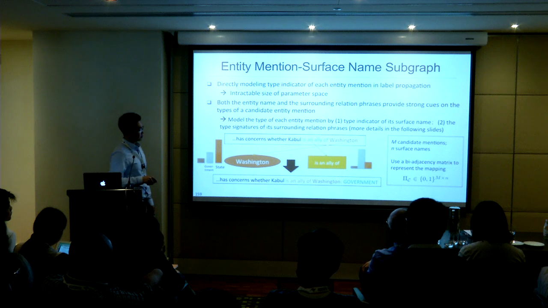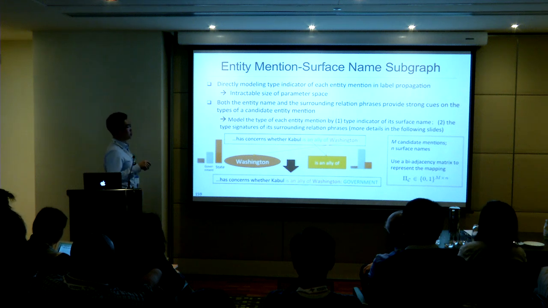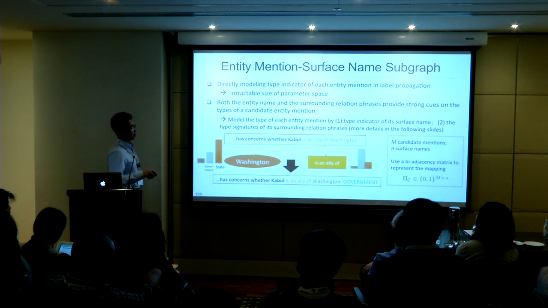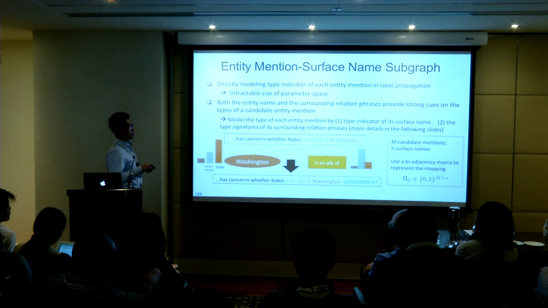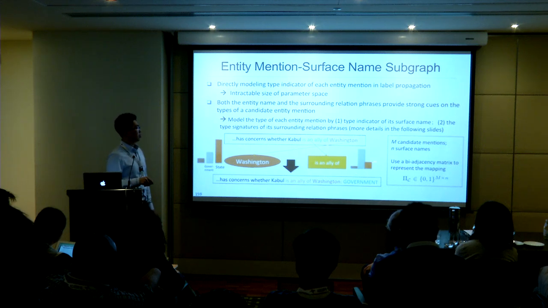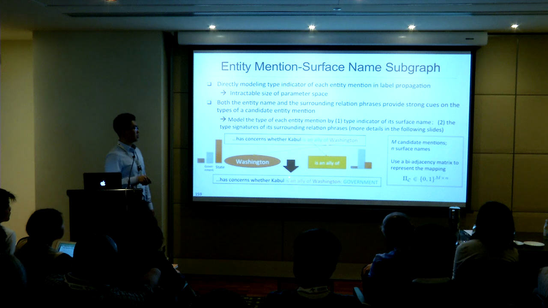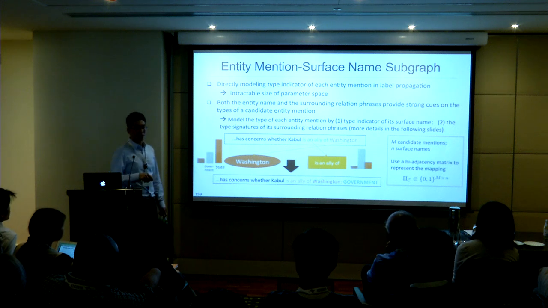And then you have, under a certain context, let's look at this sentence: has concerns whether Kabul is an ally of Washington. In this special case, you can find that Washington co-occurs with the relation phrase "is an ally of". And you can also derive the type distribution for this relation phrase. Let's say it's 80% government and 20% state. So now you have the chance to intersect these two kinds of signals to finally determine that this Washington, in this special case, refers to a government instead of a location.